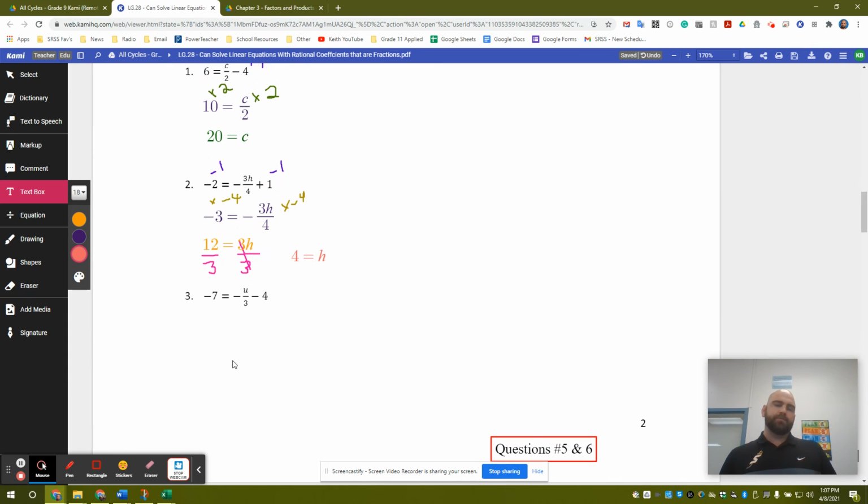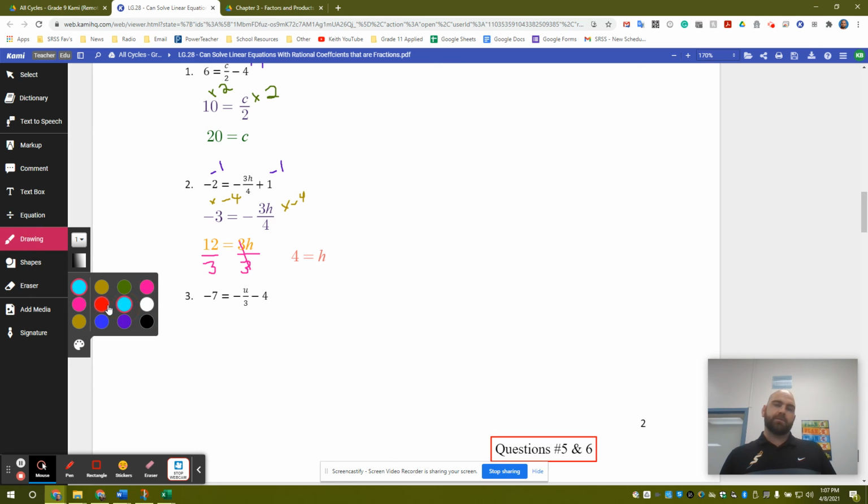All right, one more example. So our next example here is -7 is equal to -u over 3 minus 4. Again, we have that negative in front there. Sometimes the negative is actually in the numerator, sometimes it's by itself. You'll see both in your assignment a little later on.